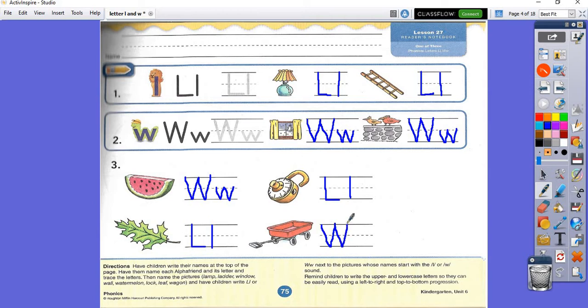Very good. We will write letter W in three lines. We use the three lines for capital W. And we write the lowercase W starting from the second line. Bring this down. Again go up. Down. Again go up. Touch the second line. Very good. Excellent. Now let's see what we have next.